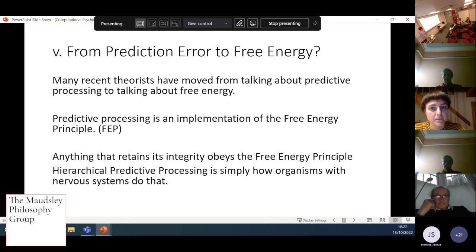Now, this is the final modification. So recent theorists have moved away from talking about predictive processing to talking about free energy. I'm sure some of you have heard of the free energy principle, but the idea is that predictive processing is just an implementation of a broader principle, which is the free energy principle. Anything that retains its integrity obeys the free energy principle. And hierarchical predictive processing is simply how organisms with nervous systems manage to do that at rapid timescales.